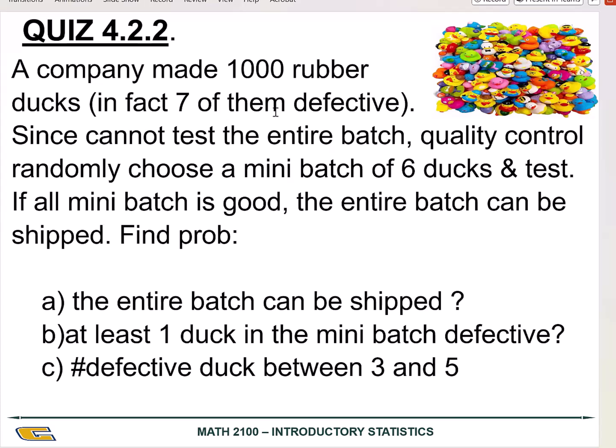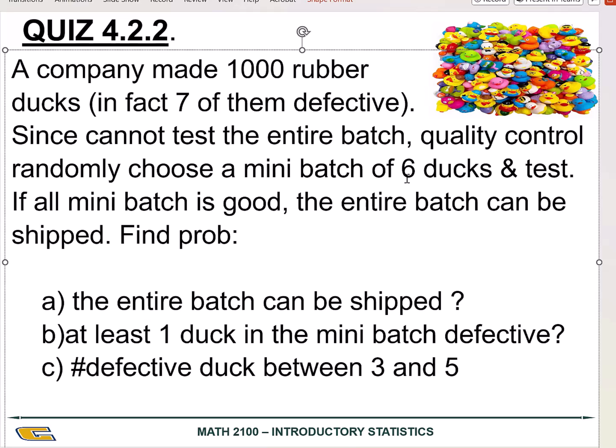So let's talk about this quiz, okay. So here, this is in quality control, people often do that, okay. So here we have a company, they make 1,000 rubber ducks, okay. And suppose in fact 7 of them are defective, okay. And since we cannot test the entire batch, quality control randomly chooses a mini batch of 6 ducks and tests, okay, 6 ducks and test. If the whole mini batch is good, the entire batch can be shipped, okay.